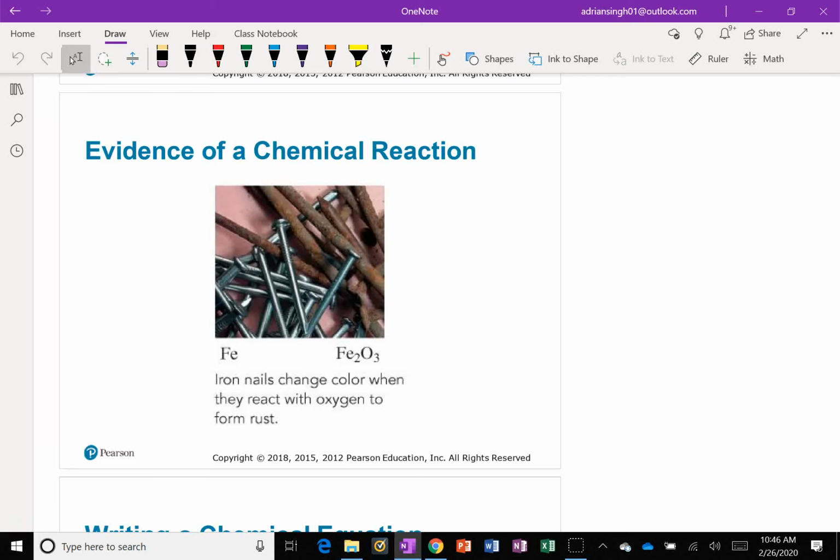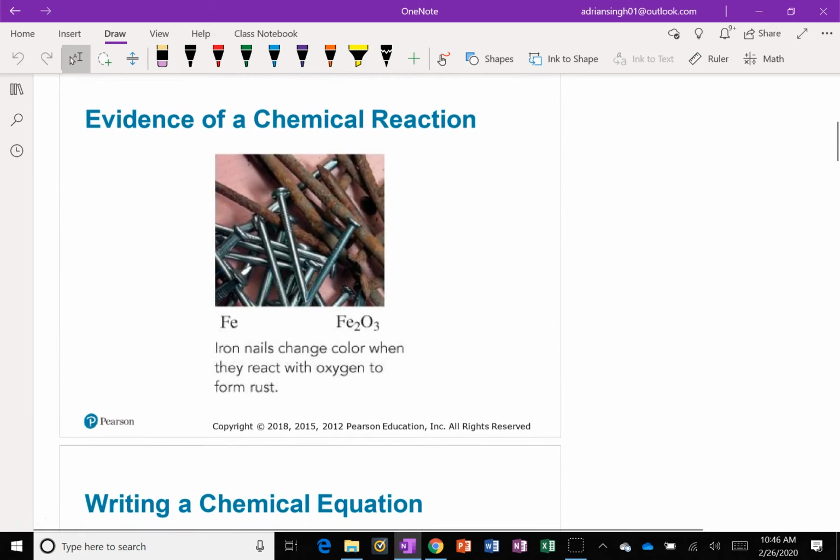So we saw back in chapter 3, I think it was, that a chemical change is defined as one in which there's a change in the identity of the substance. So we start off with something and it changes into something brand new. That's a chemical change. We represent chemical changes or chemical reactions by using chemical equations. And we'll take a look at the chemical equation in a second.